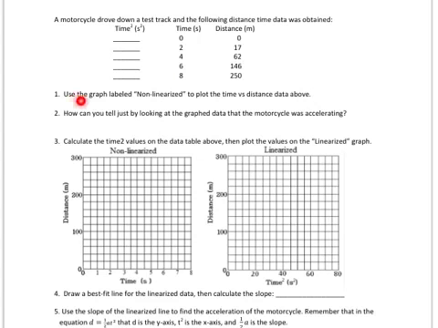So number one, use the graph labeled non-linearized, and we're going to use it to plot the time versus distance data. So at time 0 the distance was 0, so I'll put a little dot here. And then at time 2, the distance was 17. So we are going to go over to time 2 and up to 17. Now notice, if this is 100 and this is 0, there's 5 of these, so we're counting by 20s. So I'm going to go over to 2 and up to right about here and put a dot. There we go. Close enough.